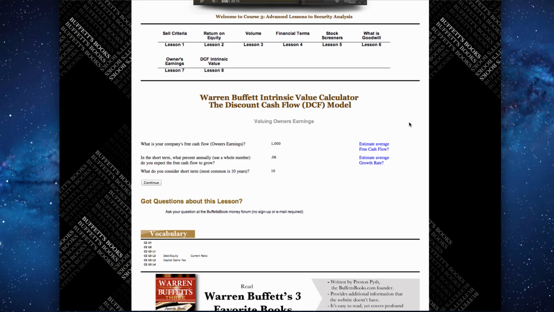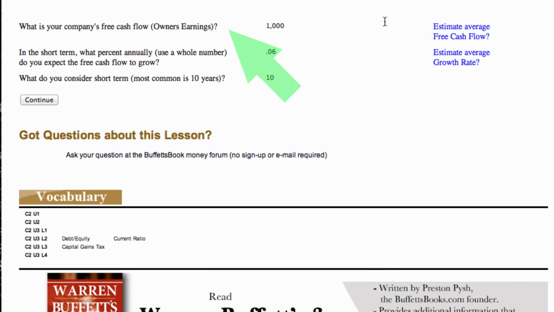When we look at the first line, you can see it asks a question. What is your company's free cash flow, also known as the owner's earnings? And this is what we learned about in the very last lesson, Lesson 7 in Course 3. As you saw, you were taking the cash flow from operating activities and subtracting out the capital expenditures in order to arrive at what the owner's earnings were. This is also known to a lot of people as free cash flow. So you're going to estimate what that free cash flow is for the company, and that's going to be your starting point for assessing the value.